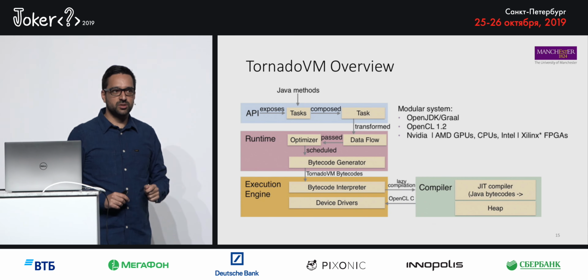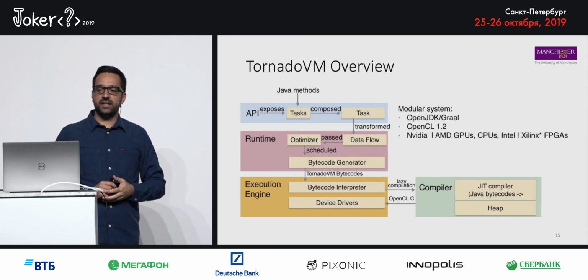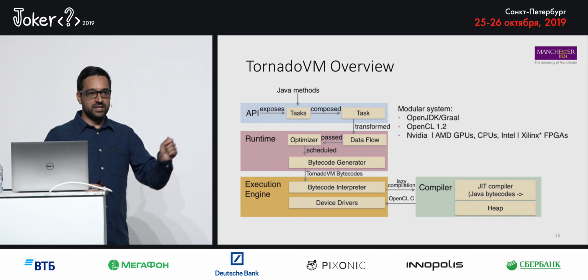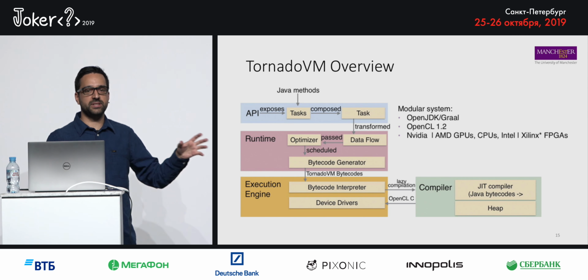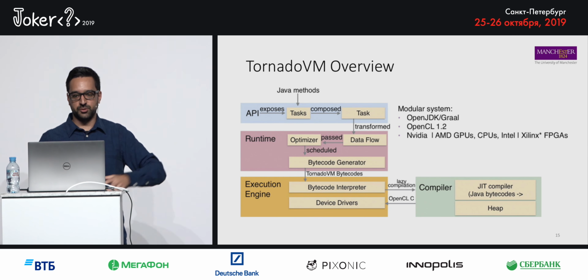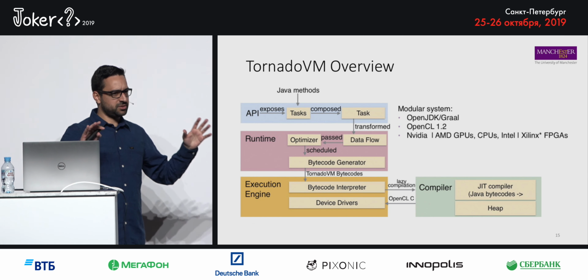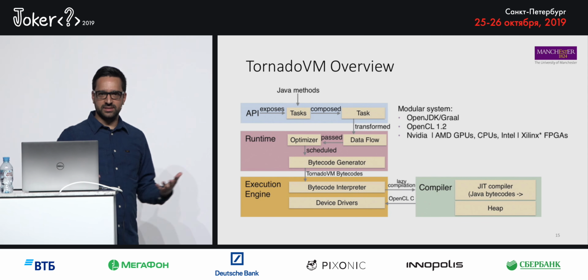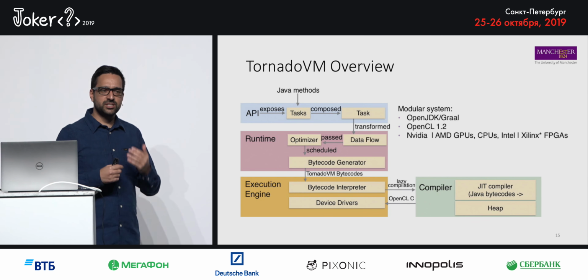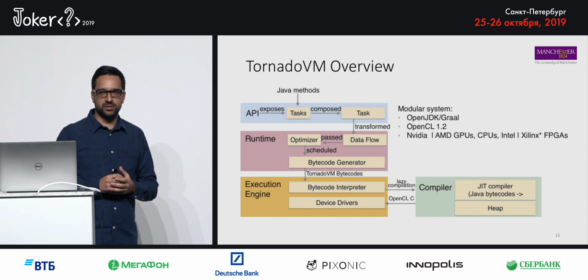So for the JIT compilation, we extend Graal, the Graal JIT compiler. And for OpenCL, what we do underneath is to generate OpenCL. We base on OpenCL 1.2. So I know this is very abstract. I don't pretend you follow all the details just because of this diagram. So let's go into the details of each of these components, okay?